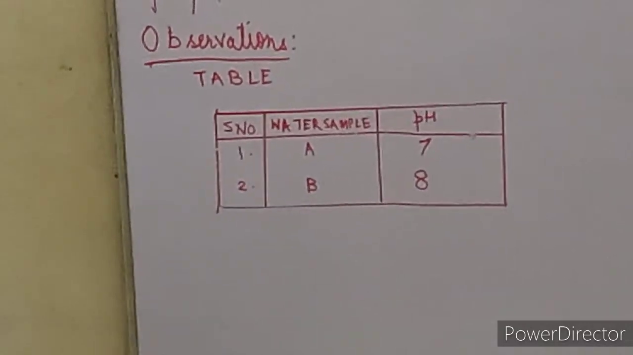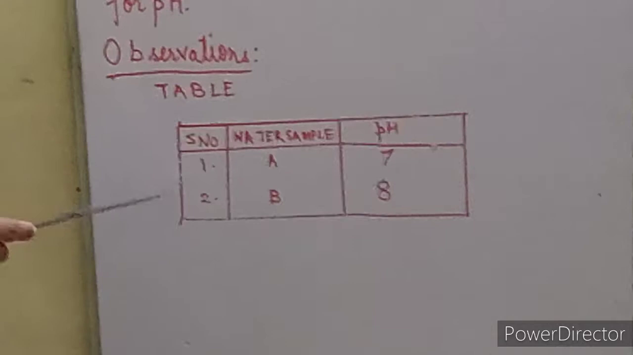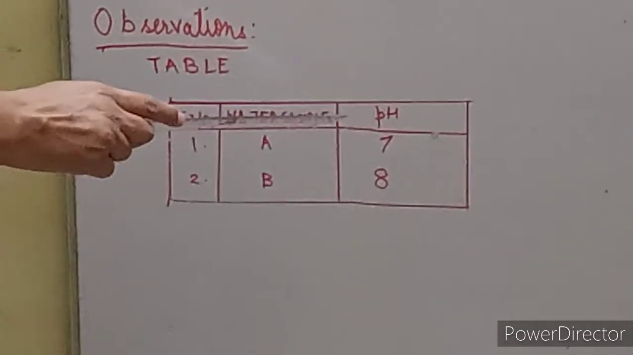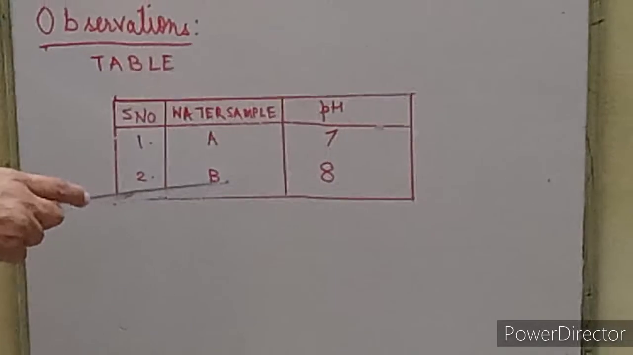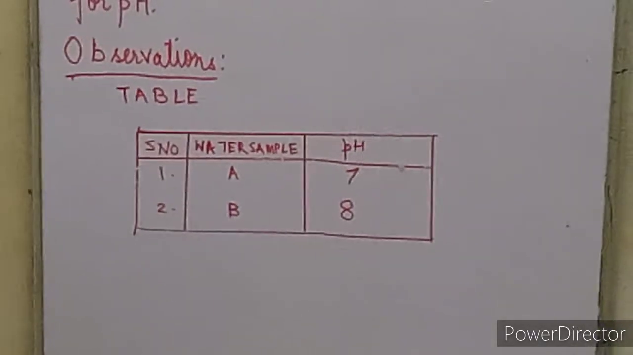So, we make 3 columns. Column 1 where the serial number is given for the number of water samples, like 1 and 2. The water samples A and B. The pH that we had found for water sample A is 7, and the pH for water sample B is 8. So this way we record the observations.